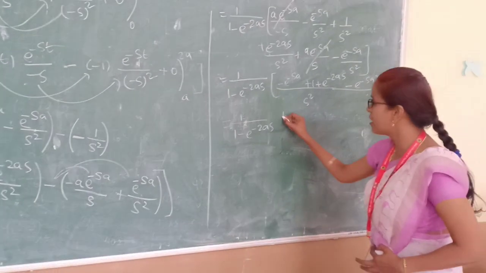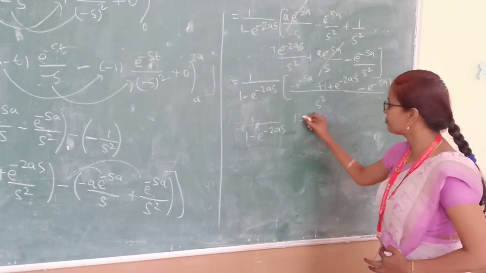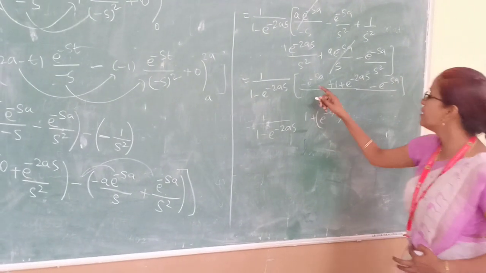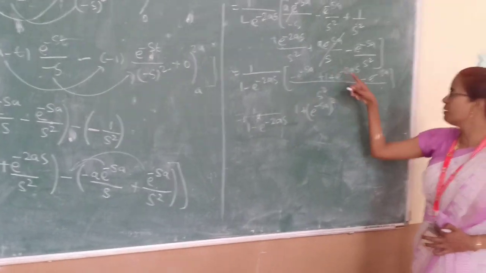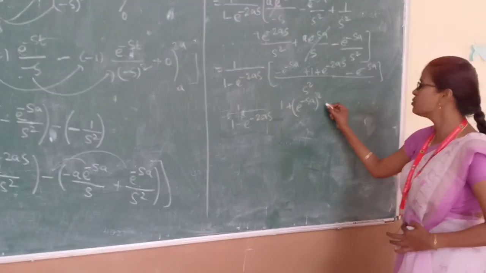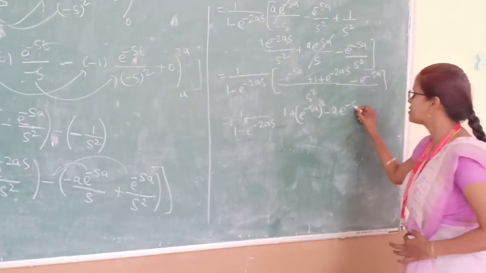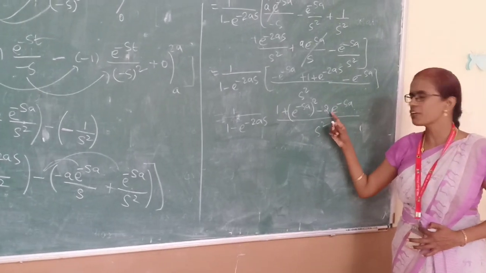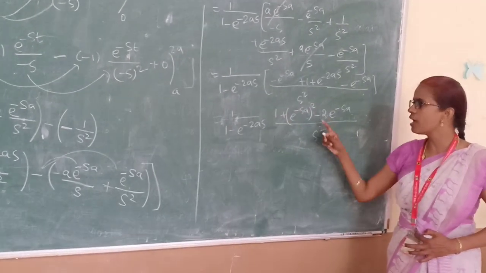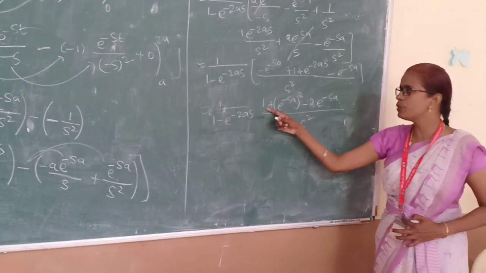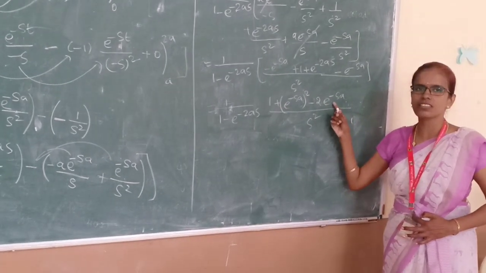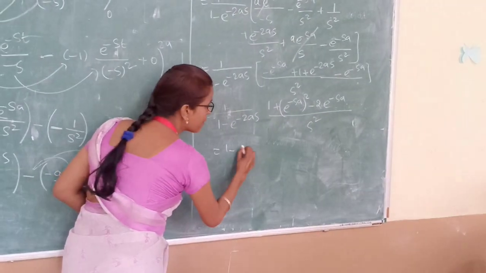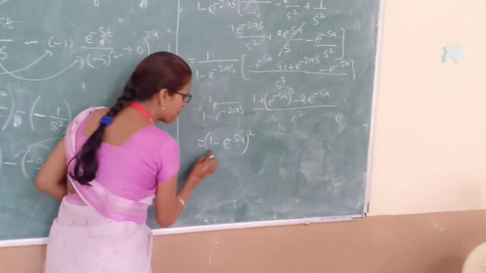Now we combine the terms. 1 plus e power minus sa the whole square, and the remaining two terms, minus e power minus sa minus e power minus sa, add up to minus 2 e power minus sa, then whole divided by s square. Now we check the numerator. It is one of the formulas: a square plus b square minus 2ab, where a is 1 and b is e power minus sa. So we rewrite the numerator as 1 minus e power minus sa the whole square, that is, a minus b the whole square.